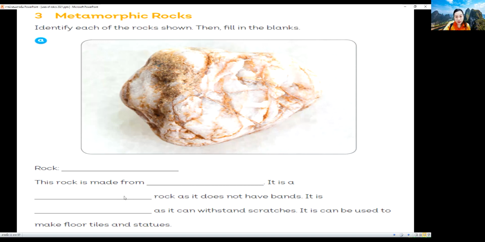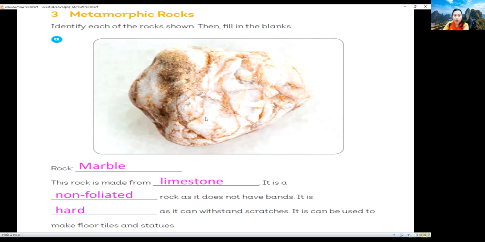And then it is a black rock. What type of rock is this? Is it foliated or non-foliated? Foliated has bands. If it doesn't have bands, it is non-foliated. Okay, so let me help you. Let's see the answer now, okay? So that we will not take so long for this one.